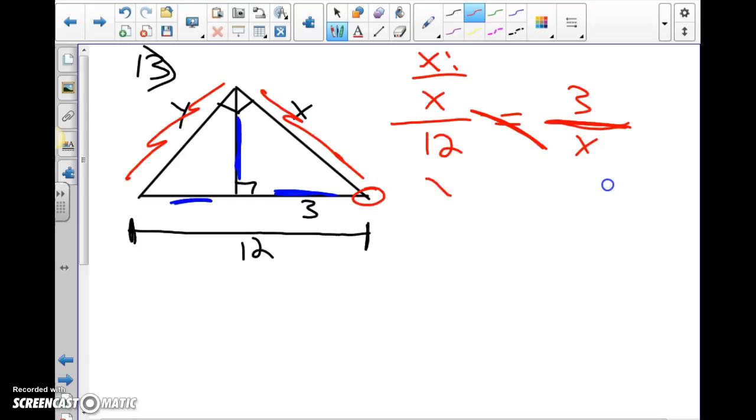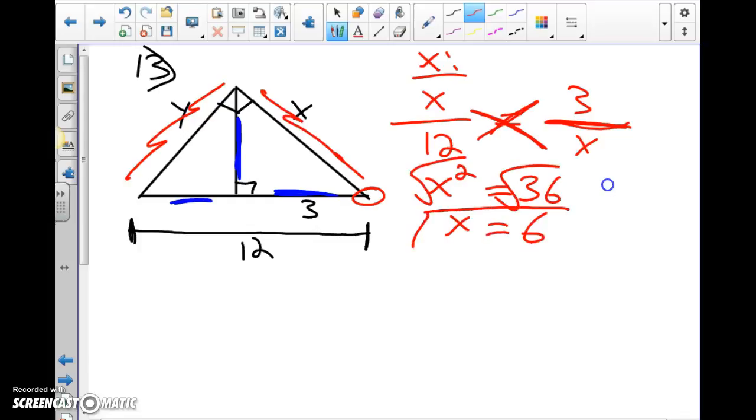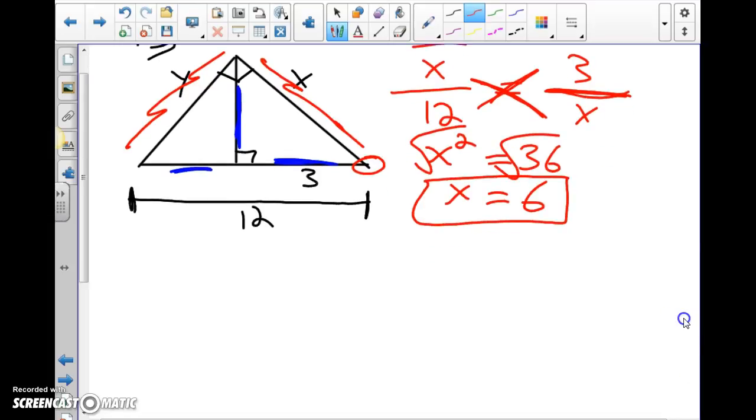Cross multiply. x times x is x squared. 12 times 3 is 36. Square root both sides. I think this one comes out pretty nice to a value of 6. Now, looking at y. Big leg again. Sitting where my big leg is, that's a y. My whole hypotenuse is 12.